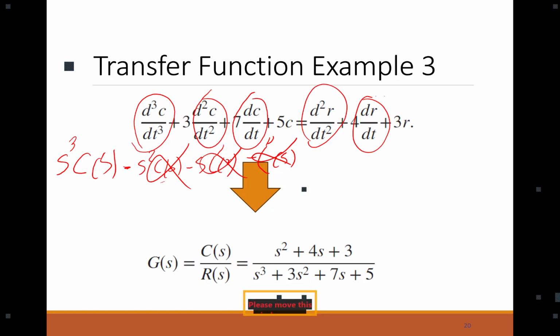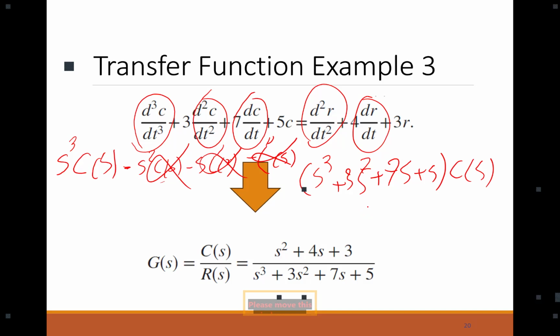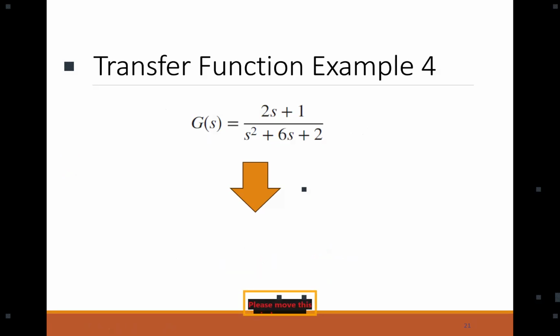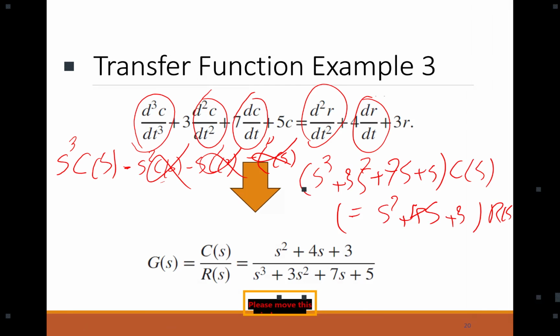S to the power of 3 plus 3 times S squared plus 7 times S plus 5, times C of S, is equal to S squared plus 4S plus 3, times R of S. Now we have the Laplace form, the S domain form, of that differential equation.